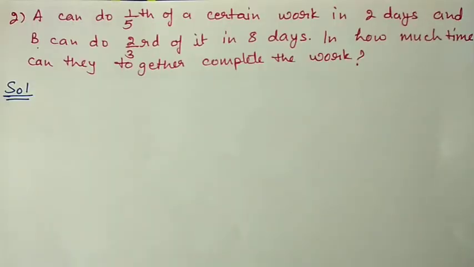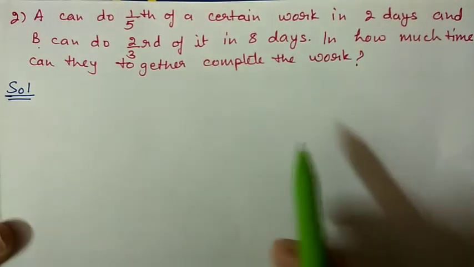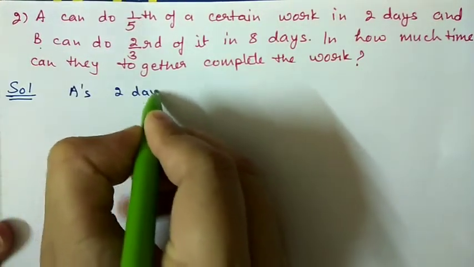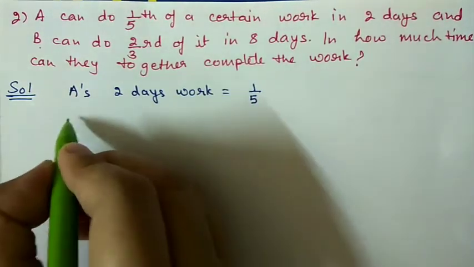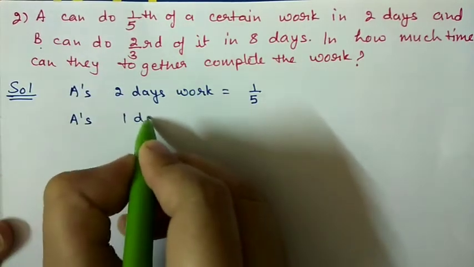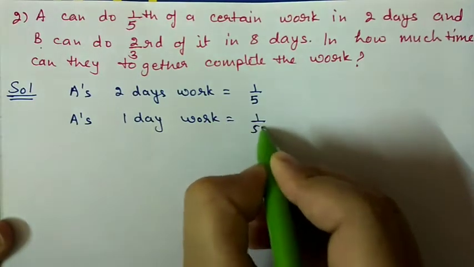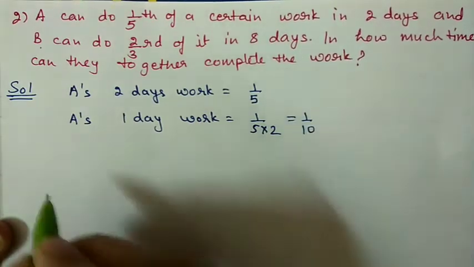Number 2, A can do 1/5 of a certain work in 2 days and B can do 2/3 of it in 8 days. In how much time can they together complete the work? So first we need to calculate here their 1 day work. It is given here, A's 2 days work is 1 by 5. So when we calculate, 1 day work will be 1 by 5 into 2. This 2 we have to shift here, so it will become 1 by 10.